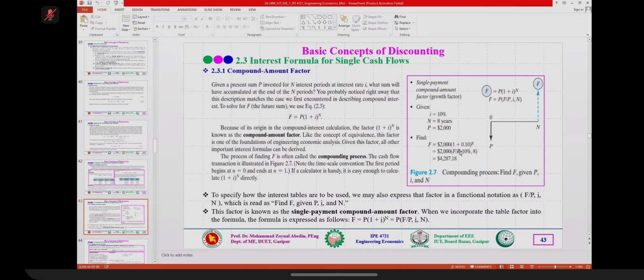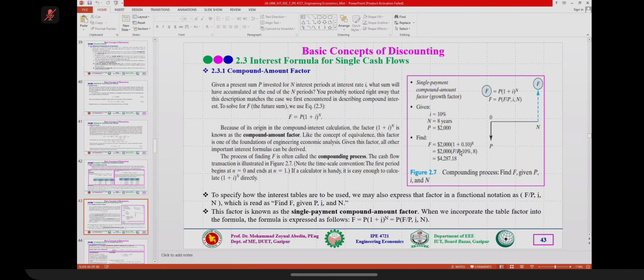You probably notice right away that this description matches the case we first encountered in describing compound interest. To solve for F, the future sum, you use equation 2.3: capital F equal to P into (1 plus i) to the power n. Because of its origin in the compound interest calculation, the factor (1 plus i) to the power n is known as the compound amount factor. So this is a little important. What do you mean by compound amount factor?